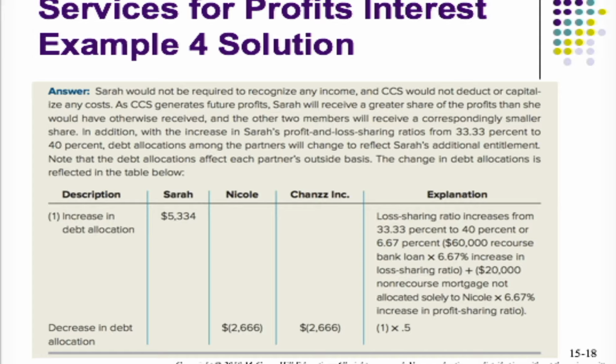As CCS generates profits in the future, Sarah receives a greater share of the profits than she would have otherwise received, and the corresponding amount is split up between the other two members. In addition, Sarah's profit and loss sharing ratios go from 33.33 to 40%. Debt allocations among the partners change to reflect Sarah's additional entitlement.